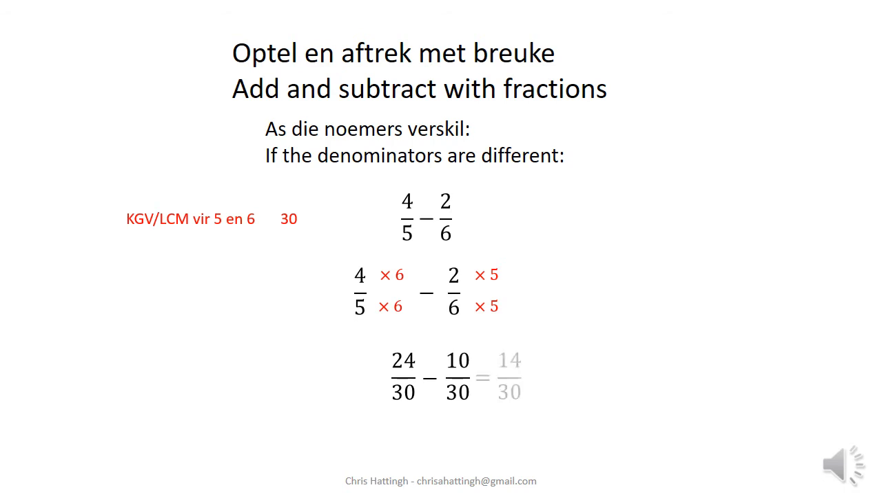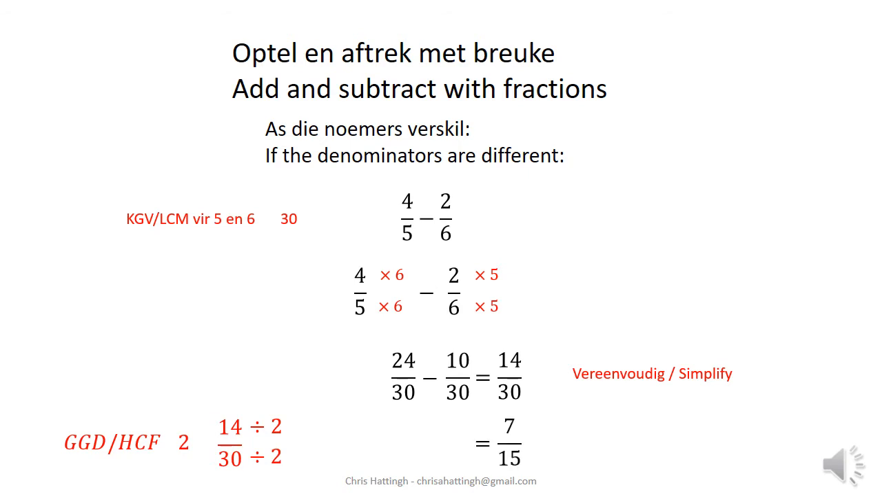So 24 minus 10 gives you 14 over 30. You need to simplify the 14 over 30. So you're going to look for a number that can go into 14 and into 30 without a remainder. That will be a 2. So 14 divided by 2 will give you 7. 30 divided by 2 gives you 15. So your simplified answer will be 7 over 15.